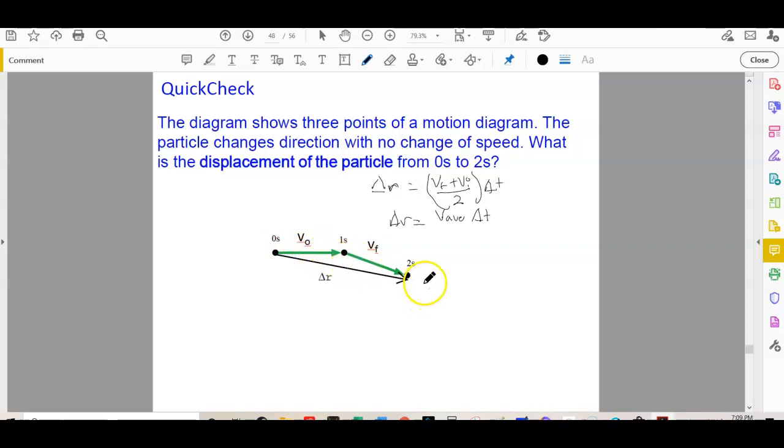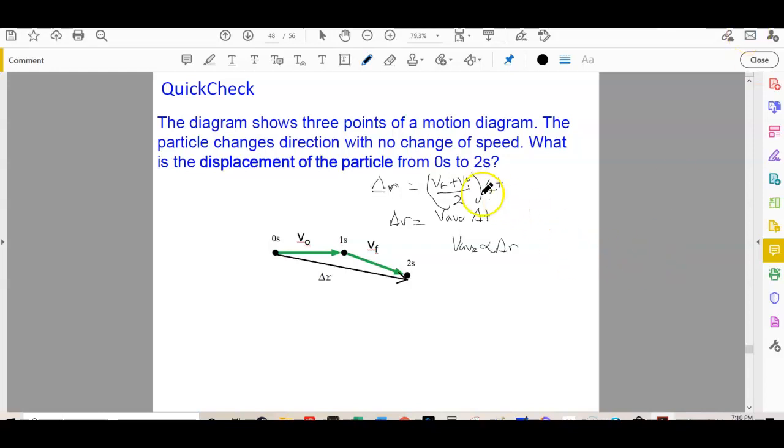We added this vector to this vector, so we did v final plus v initial, and divided it by 2, but that delta t took place over 2 seconds, right? So even though we're dividing by 2, we're then multiplying by 2 seconds. So there you go. Basically, the average velocity vector is analogous to the delta r vector, right? They're certainly in the same direction.